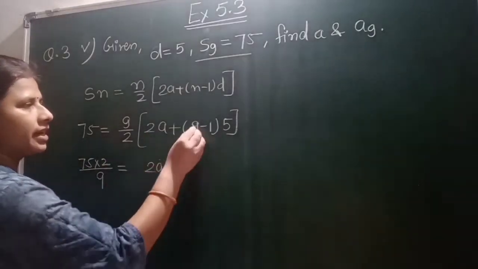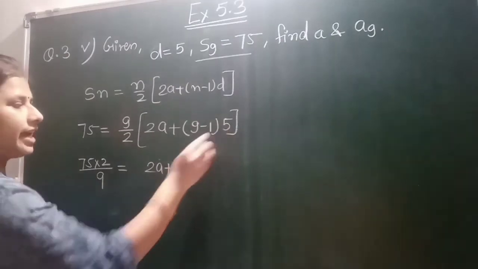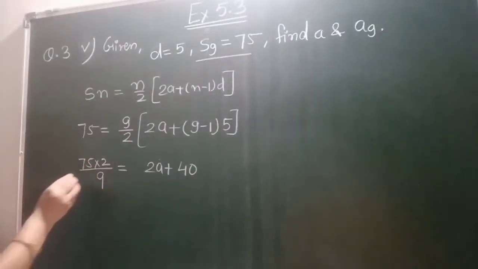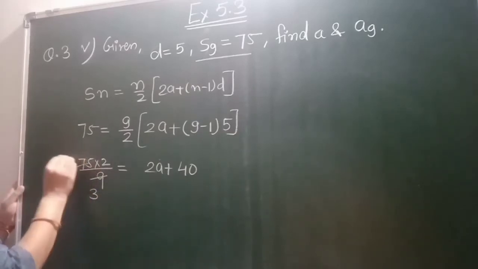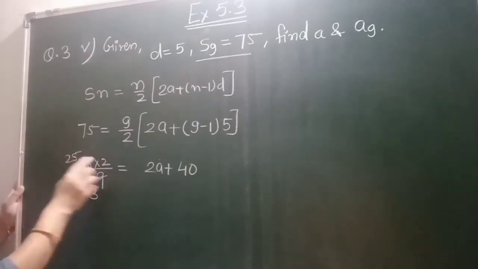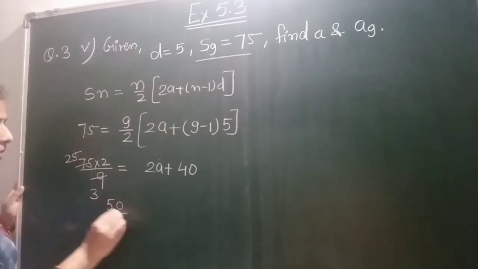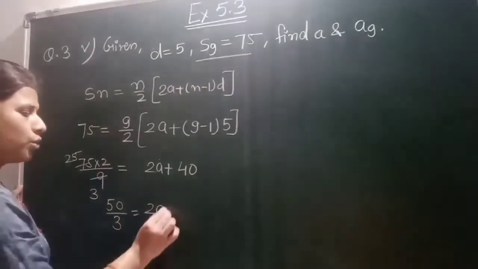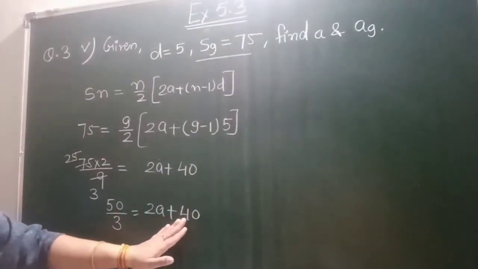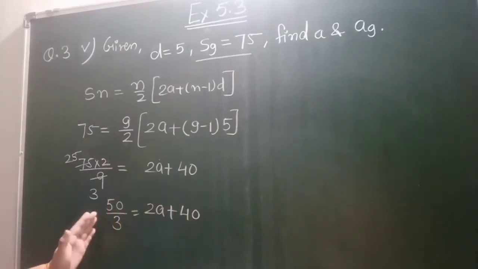We will simplify this also. 2a plus 8, 9 minus 1 is 8, 8 fives are 40. Yes students, cancel out this. 3 threes are 9, 3 twos are 6 and 3 fives are 15. We will get 50 by 3 equals 2a plus 40. Now we will shift this plus 40 from right hand side to left hand side.